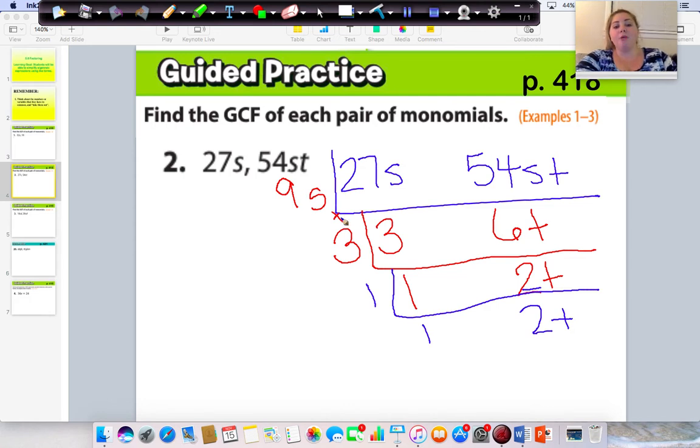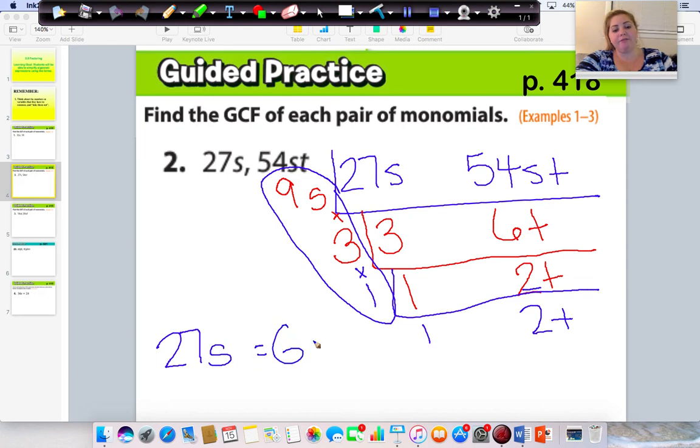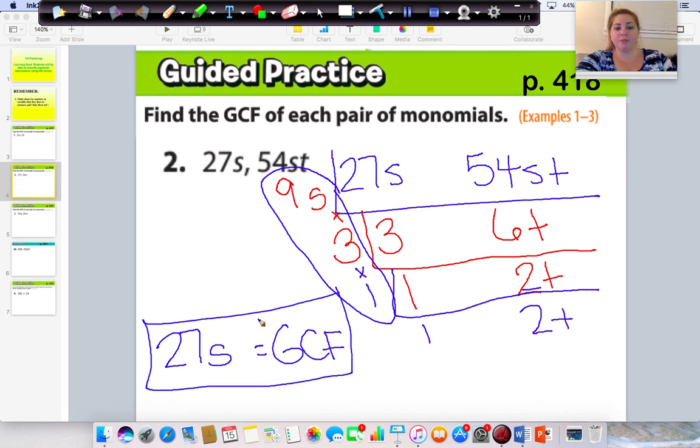Now we need to multiply these numbers on the left-hand side together to get our GCF. 9s times 3 times 1. Well, 9s times 3 gives me 27s, and 27s times 1 gives me 27s. So that is my GCF for 27s and 54st. I feel like I should box it off a little more.